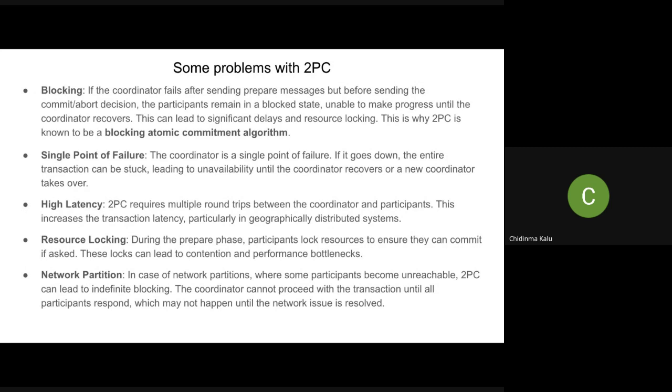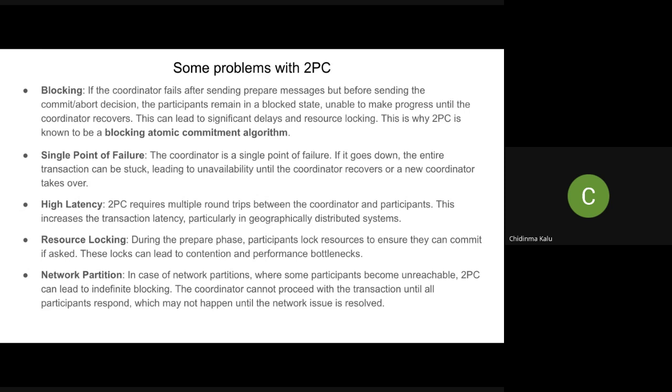2PC requires multiple rounds. Not as many as 3PC, which we will discuss in the next few slides, but still multiple rounds. Like, are you ready to commit? Is this fine with you? Then vote yes, and so on. There's also resource locking. During the prepare phase, participants have to lock resources to ensure that they can commit if asked, and this can lead to a higher contention footprint and performance bottlenecks. Network partition too. In the case of network partitions, where some participants become unreachable, 2PC can lead to indefinite blocking.